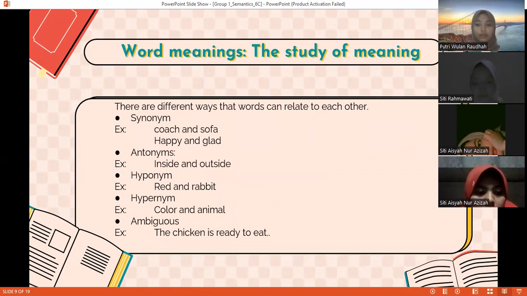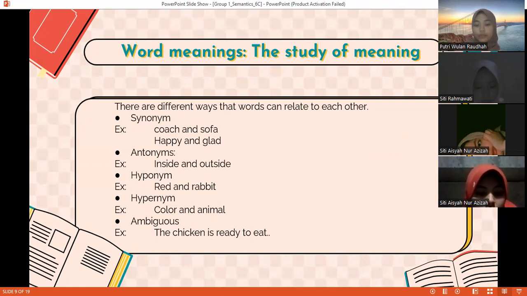There are different ways that words can relate to each other. First, you probably already know what a synonym is. A synonym is a word with the same meaning as another. For example, couch and sofa, happy and glad. The second is antonym. Antonyms are two words that have opposite definitions. For example, inside and outside.